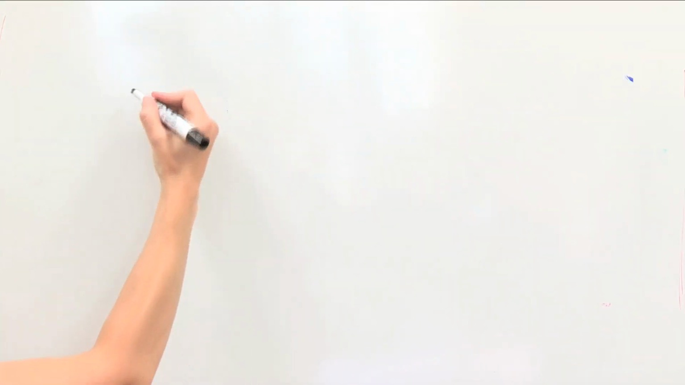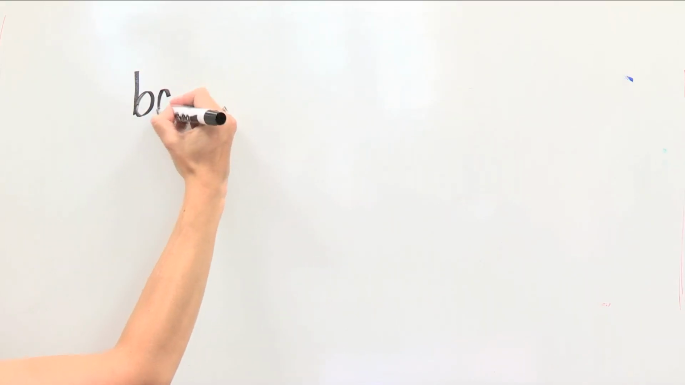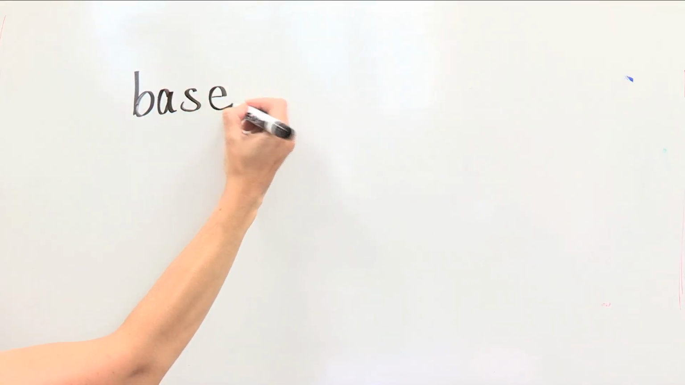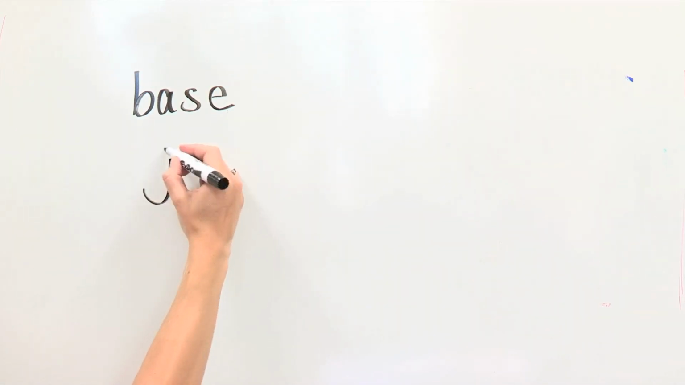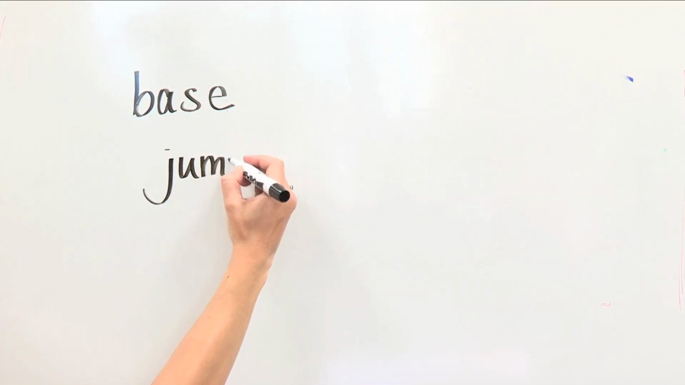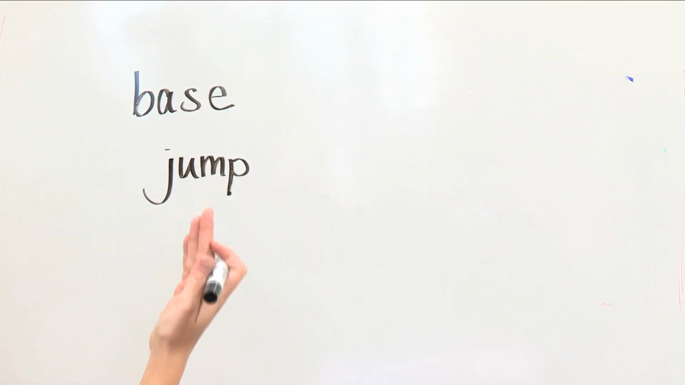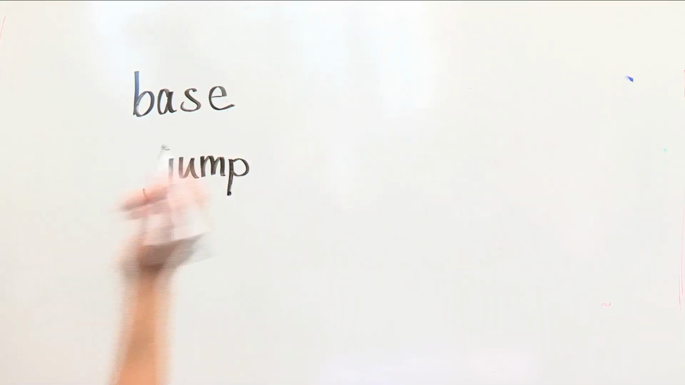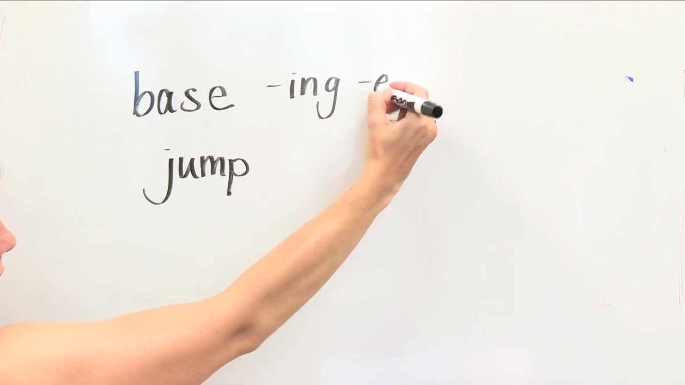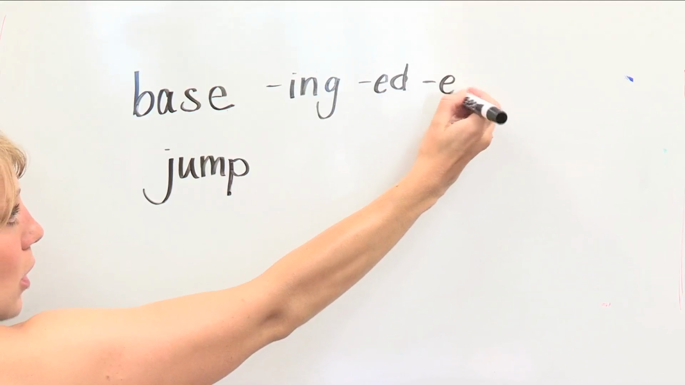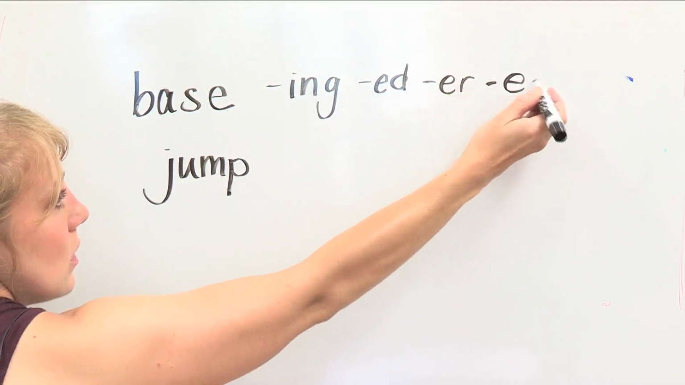Now we're going to go back to base words again. So again, remember the base word is the original word before you added anything to the end of it. Any suffix, you change the meaning. So for example, the word jump. Okay, that's the base word. Now, we already talked about plural. Today we're going to talk about ing, ed, er, est.